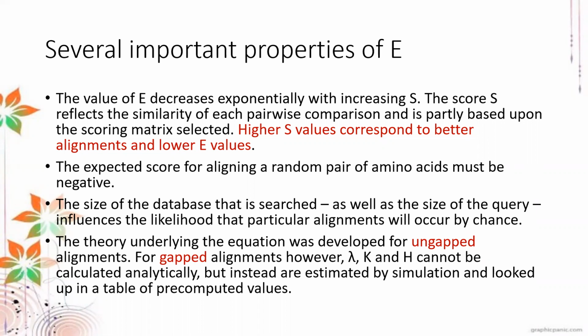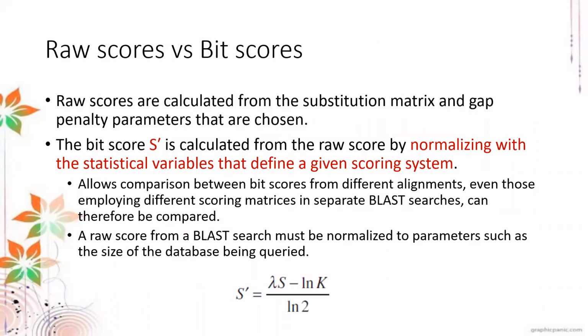Okay, so the other one is the theory underlying the equation was developed for ungapped alignments. Therefore, if you have gap alignments, you have corrections. So you have estimates, and then you have pre-computed values. So they do adjustments for the e-values if you have gap alignments.